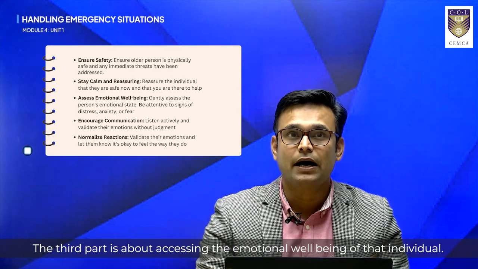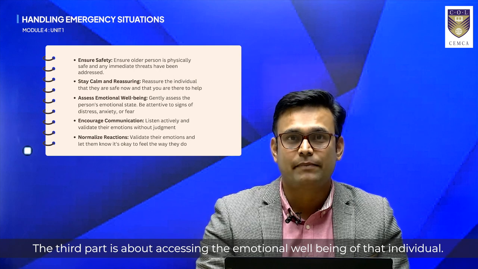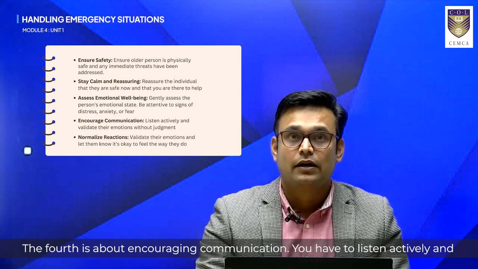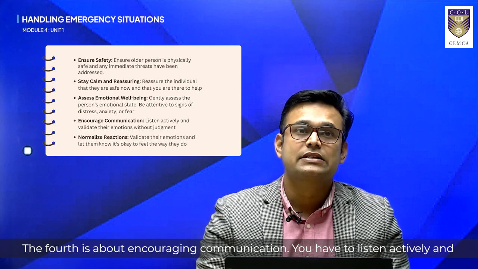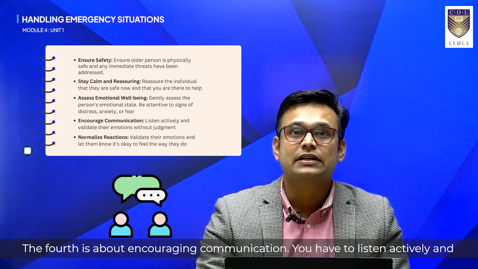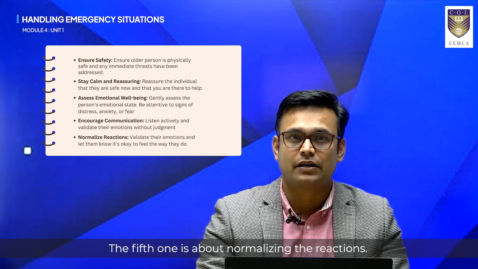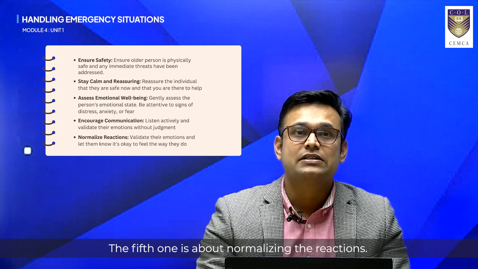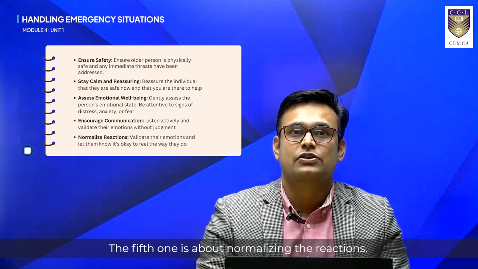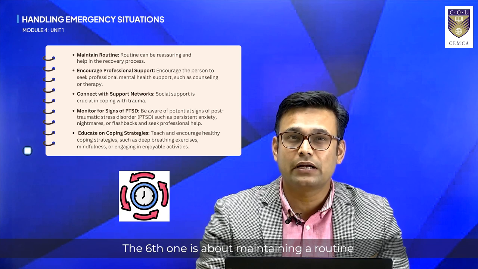The third part is assessing the emotional well-being of that individual. The fourth is encouraging communication. You have to listen actively and validate their emotions without judgment. The fifth one is normalizing the reactions. The sixth one is maintaining a routine.